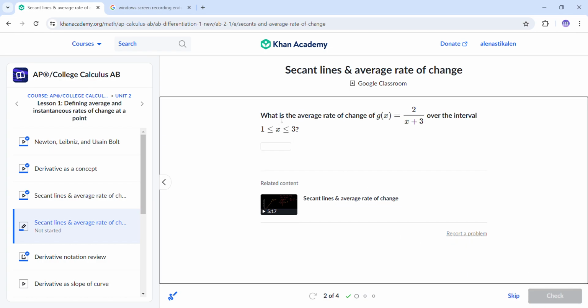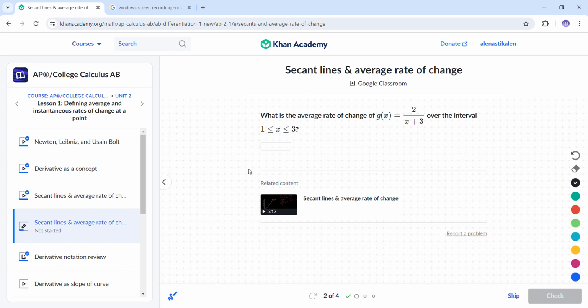So we got, what is the average rate of change of g of x equals 2 over x plus 3 over the interval 1, 3? Okay, so now this right here, this might throw you off. I'm not sure if it actually will. This just basically means 1 and 3. Sorry for my bad handwriting. I'm using a mouse. So yeah, that's it.